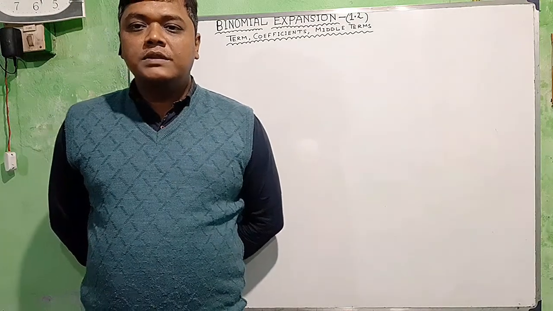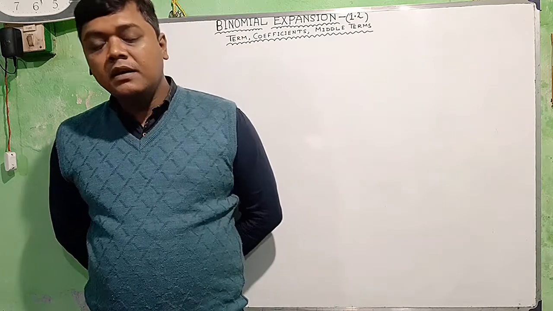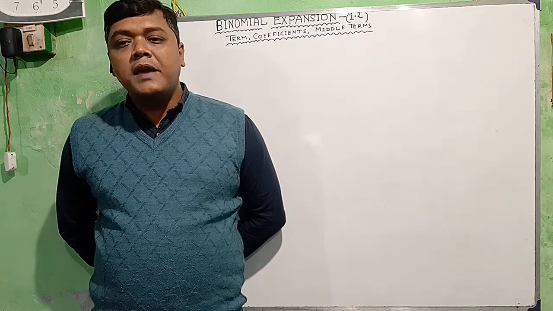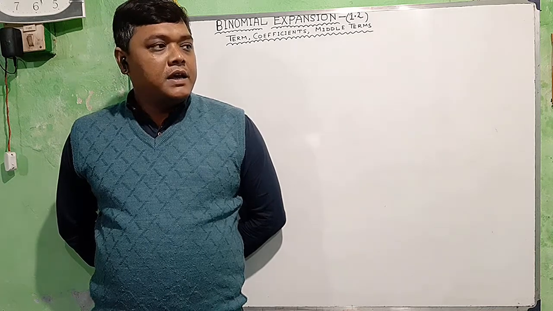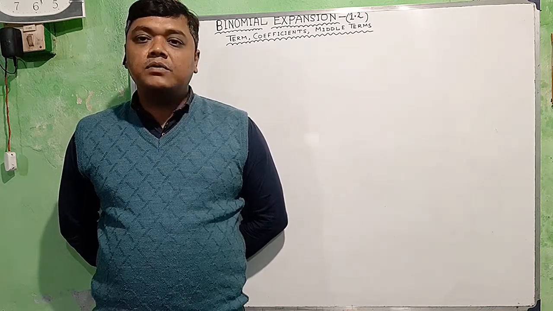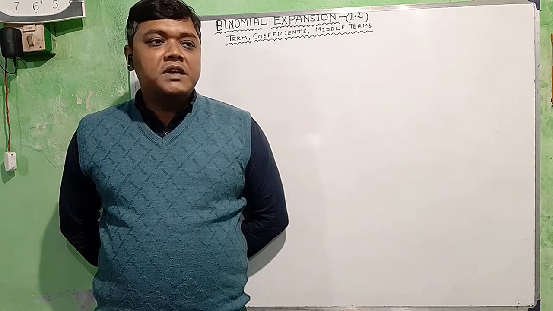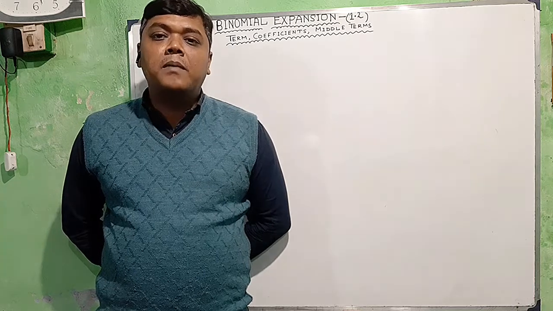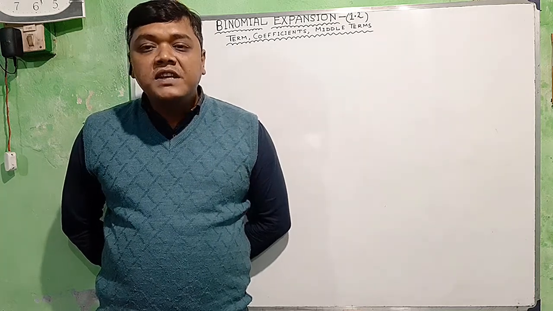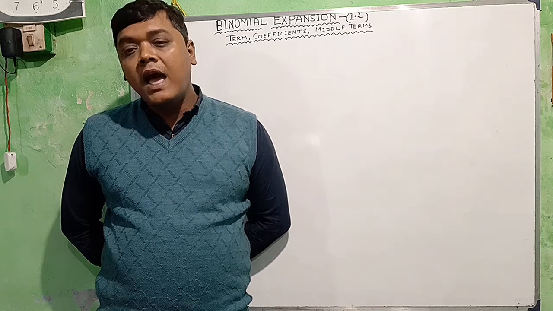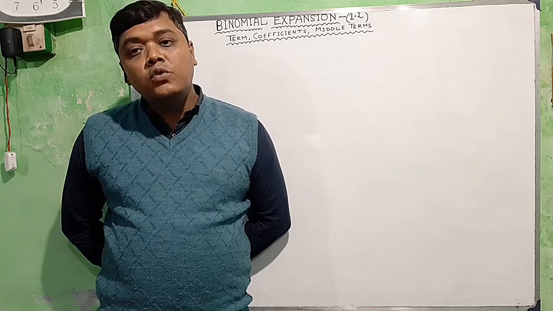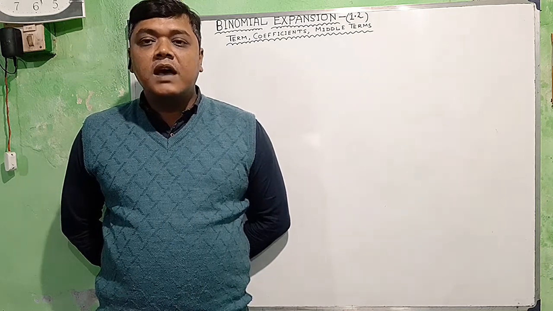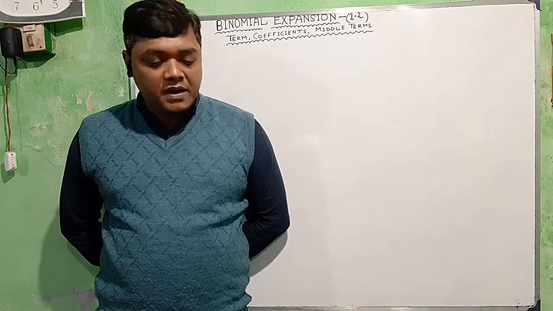In this part we will discuss the binomial expansion. In the first part we have already discussed how to expand (a + b) to the power n. In this part mainly we will discuss the terms. That means if an expansion is given to you, how to find the seventh term or the sixth term, and also how to find the coefficients of the terms. And lastly, we will discuss the middle term of the expansion.